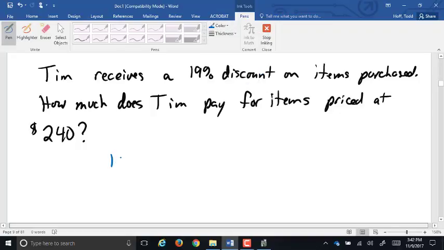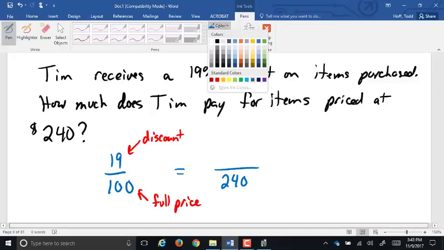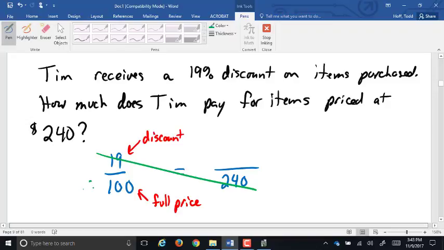Well, again, we have that 19%. What does the 19 represent there? The discount. 100 represents full price, right? On the other side, the $240 does represent the full price. So if we cross multiply and divide here, what we're going to find is the dollar amount of the discount.